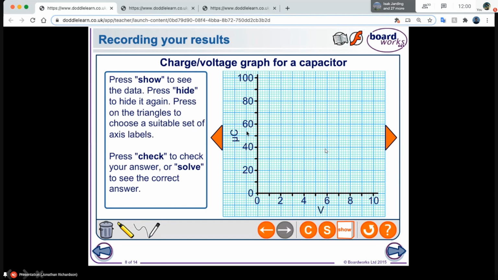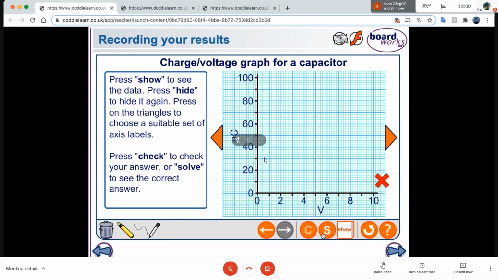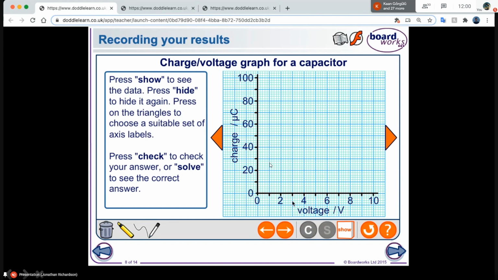You need to include the units. As I said to you, the units for charge on this axis, microcoulombs. The units for this axis, volts. Those are the correct solutions. So you have now charge in microcoulombs, voltage in volts.